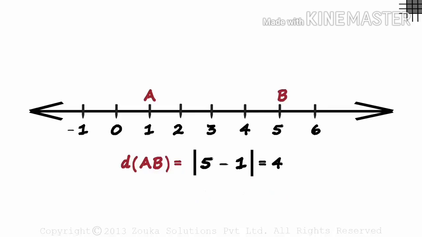But it is always a good practice to subtract the smaller number from the larger number. We should also know that the distance between points A and B is the same as the length of segment AB. So the length of segment AB in this example is 4 units.